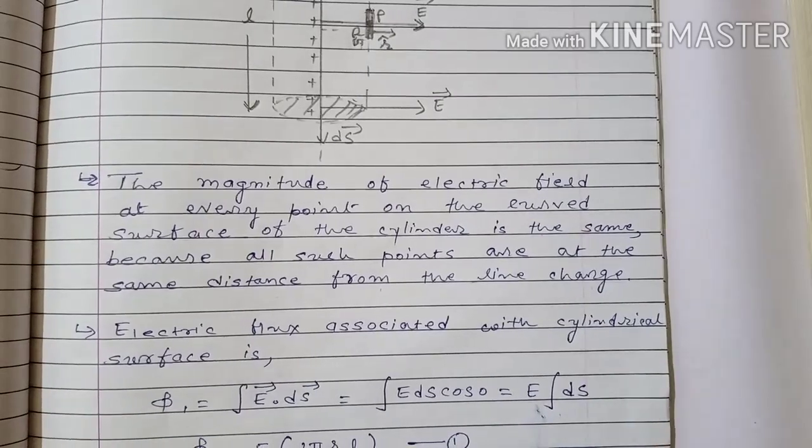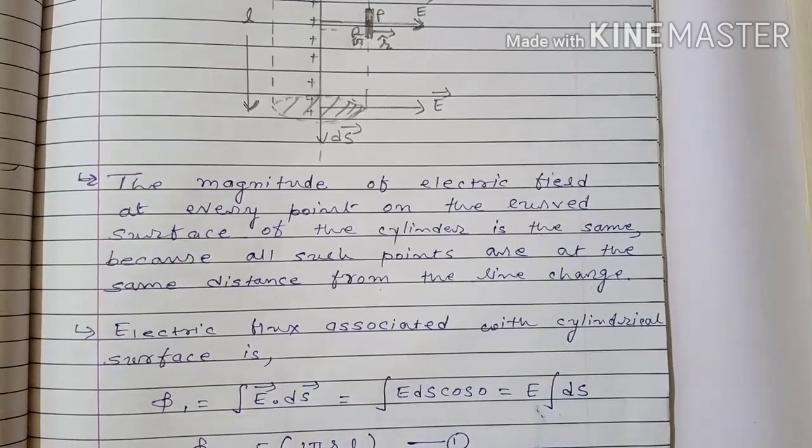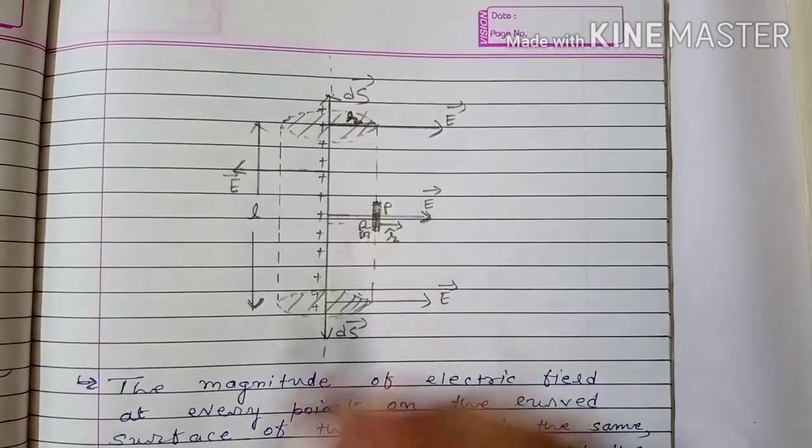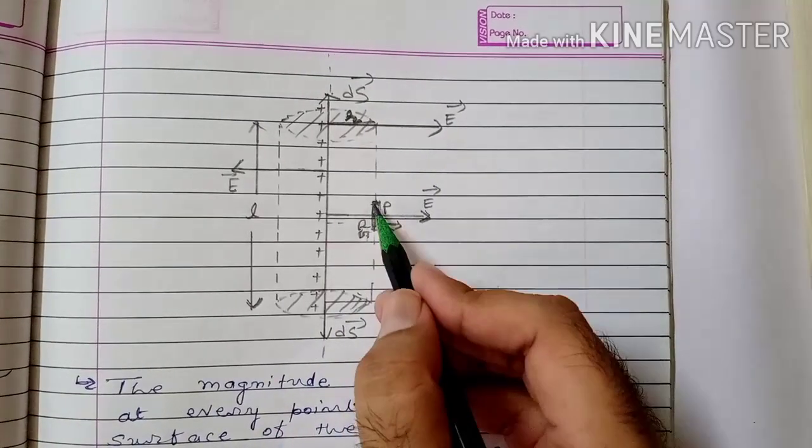So here, if we have to find the electric flux associated with the cylindrical surface, then we have to consider one small line element, a small area element.